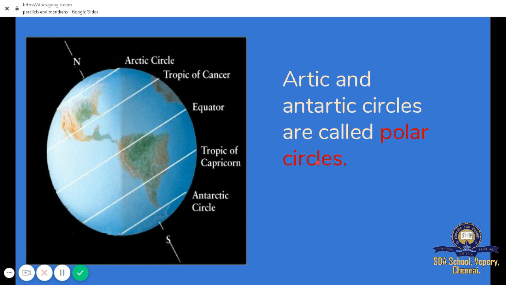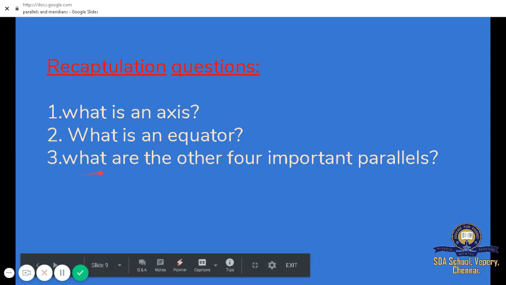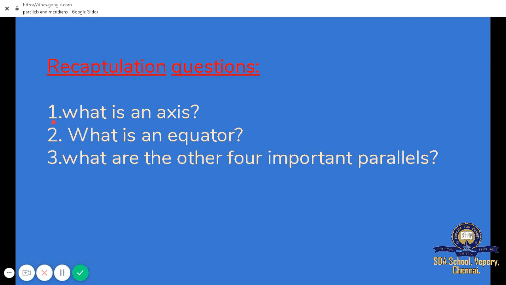Okay, let us move on to recapitulation questions. What is an axis? Axis is an imaginary line drawn through the center of the Earth. The endpoints on the axis are called poles.